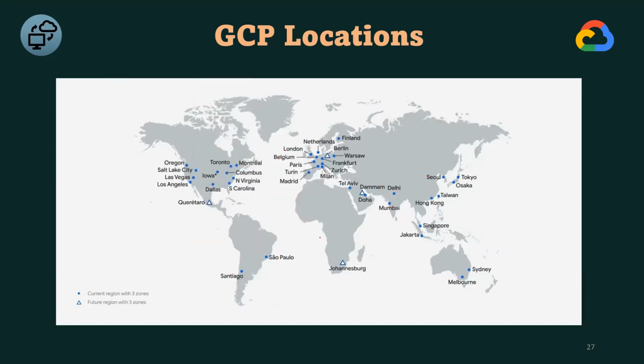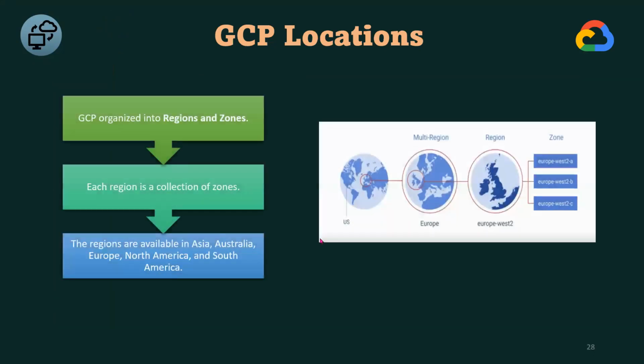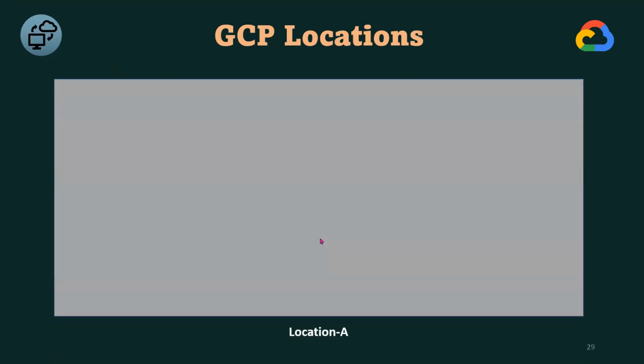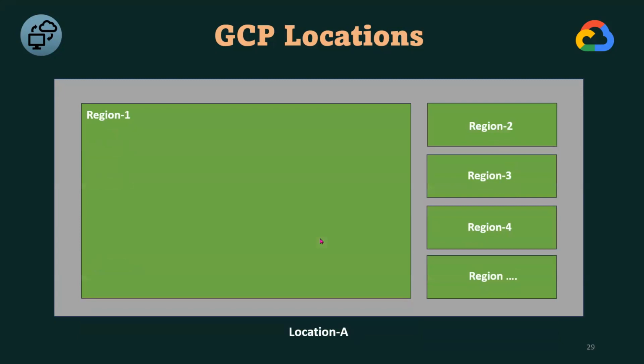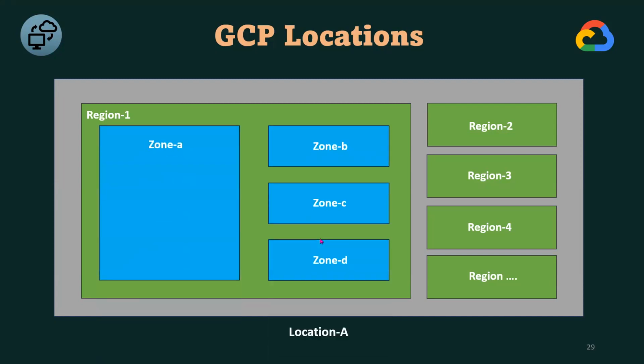I am going to talk about what a region is and what a zone is maybe tomorrow. So for example, we have 5 locations. Take one of the locations, assume it is location A. In each location we will have regions: region 1, region 2, and there can be many regions. Each region will have zones: zone A, zone B, zone C. Each region will have a minimum of 3 zones.